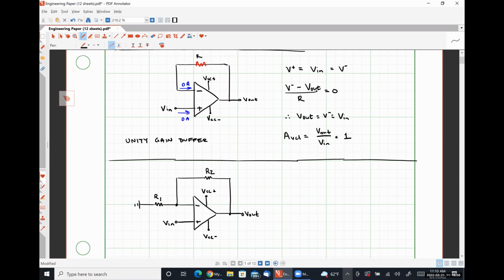Pardon me, that first configuration is called a UC. Yes. Right. Well, that's what I didn't make sure. Yep. Name. Yeah, no, that's the name of the circuit, a unity gain buffer.